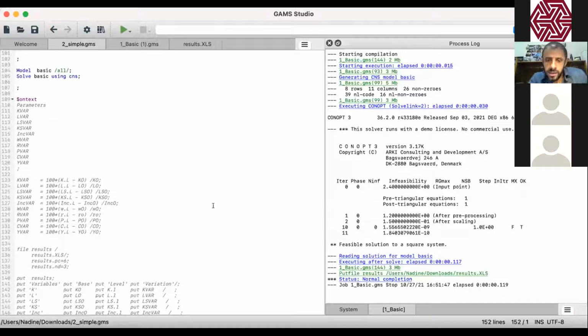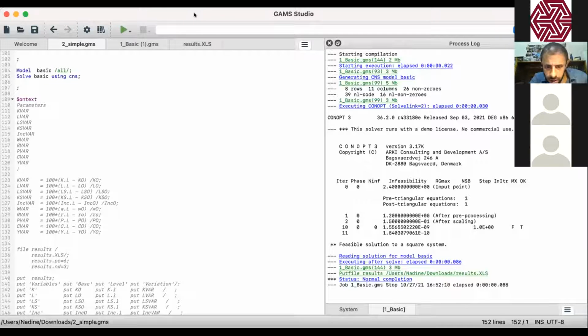Okay, so as you can see here, the infeasibility is 2.4, which means that we have the infeasibility. But Nadine, did you run again? Because I can't see the listing. Where is the listing? In GAMS Studio, the listing is not like in your version. It's appearing outside.